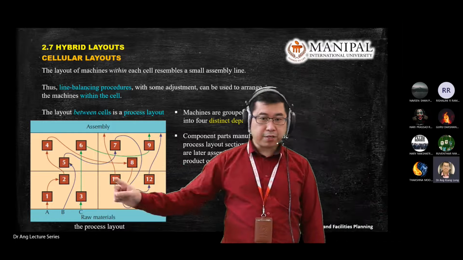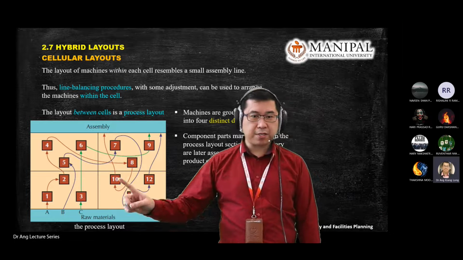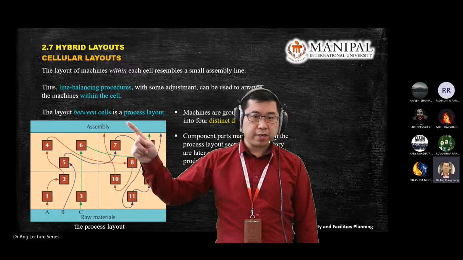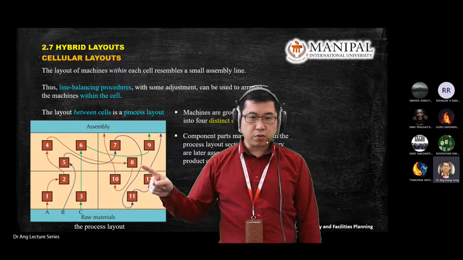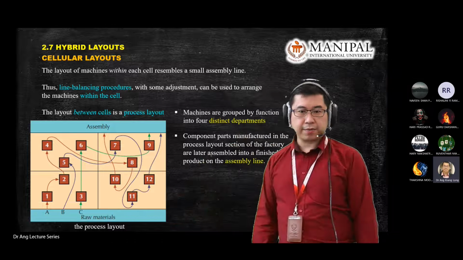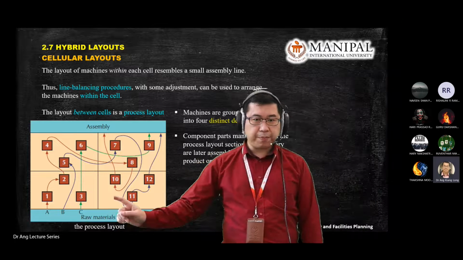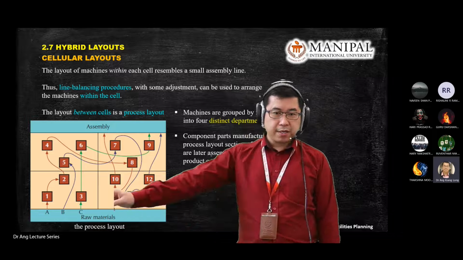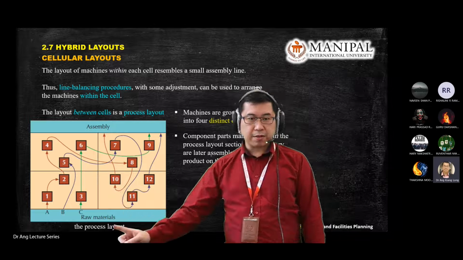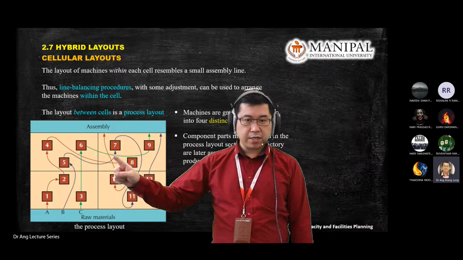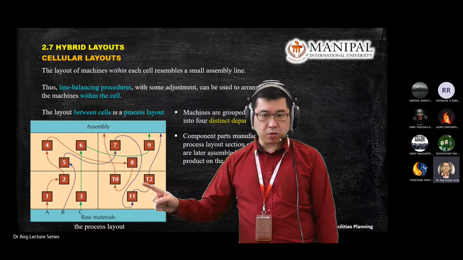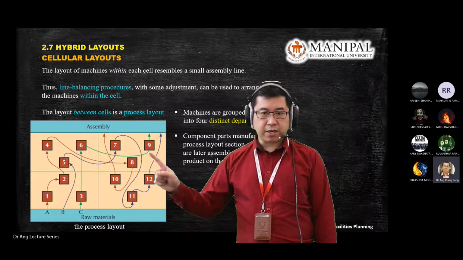So for example, you focus on part A. Part A needs workstation 1, then you go to workstation 2, following the red arrow, then workstation 4, then workstation 8, then workstation 10, and then go to assembly. If you follow the arrow of part B, it will skip the first function here. B goes straight to number 5, then 7, then 11, 12, and then goes to assembly and so on.